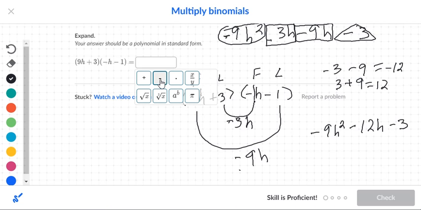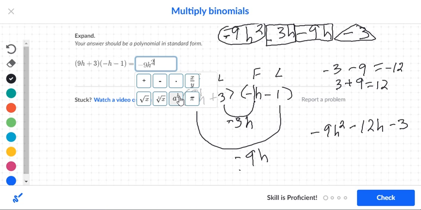So I'm going to type in a negative 9 followed by h, exponent of 2, space bar. Then I'm going to go negative sign, then 12h, and then negative sign, and then 3.